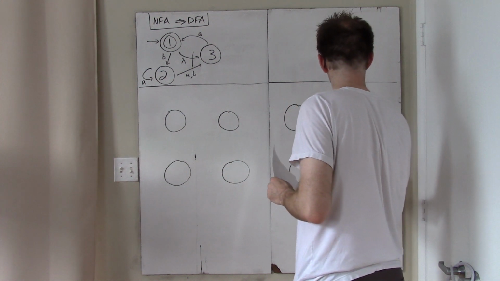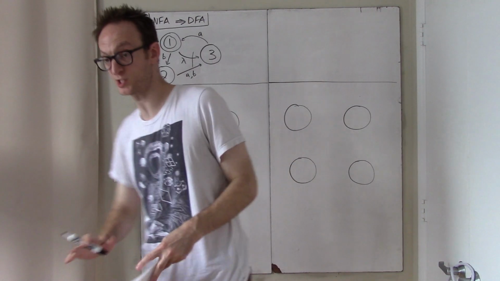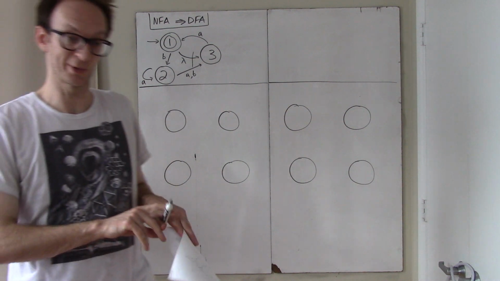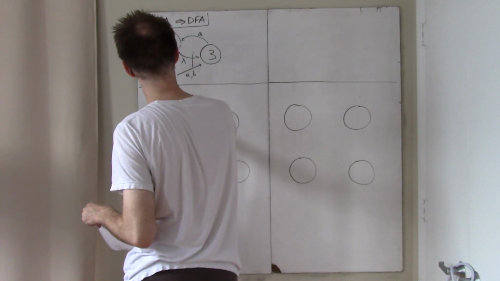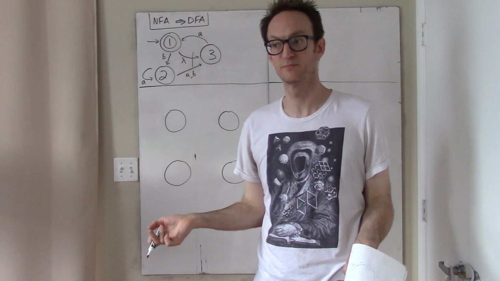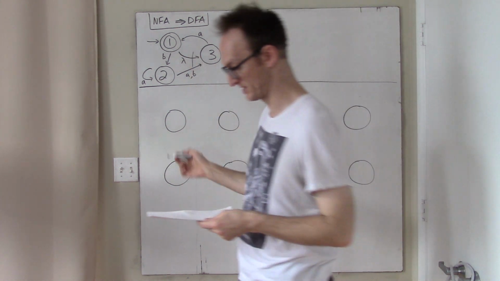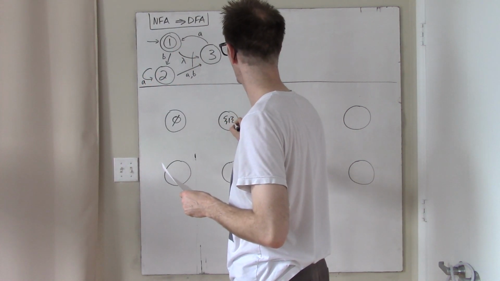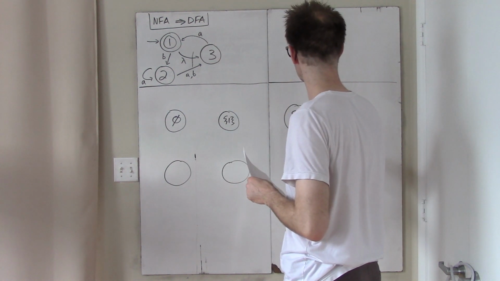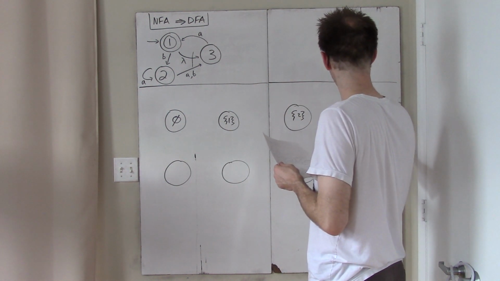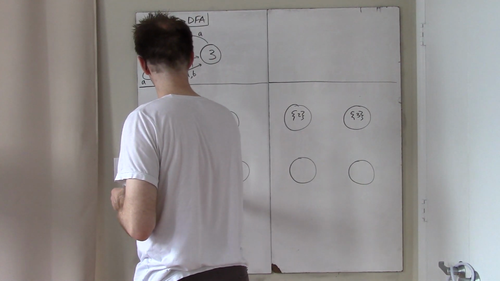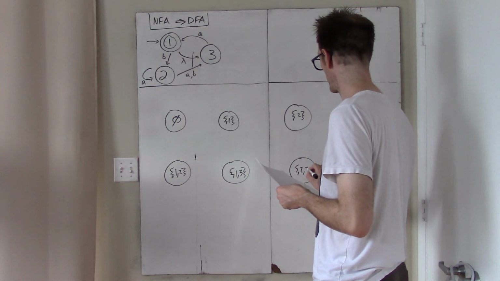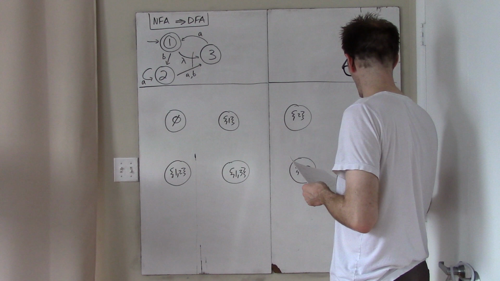Okay. So what's here is the construction. This is basically an algorithm to convert an NFA to a DFA. Let's go. First, we just make a state for every subset of 1, 2, 3. So this is the empty set state. This is state 1. This is state 2. This is state 3. This is just 1 and 2. This is 1 and 3. This is 2 and 3. And this is 1, 2, and 3.